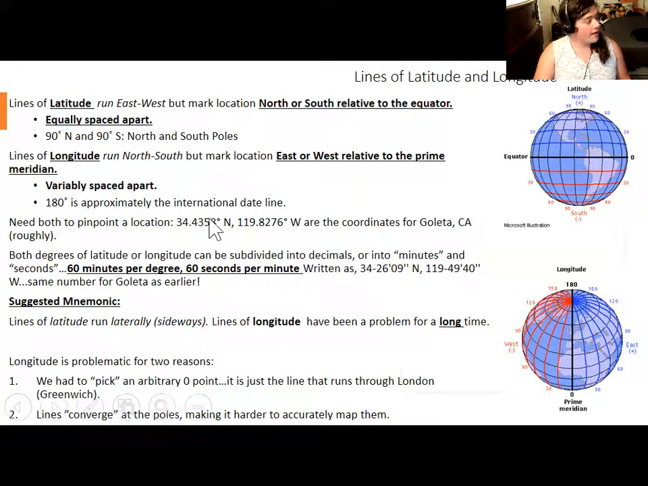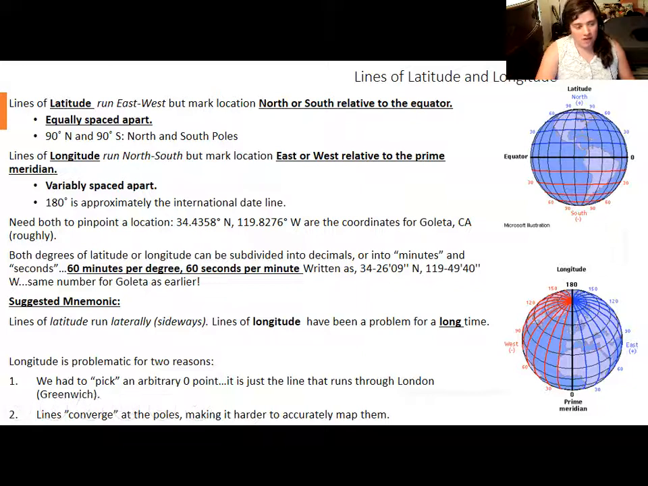This measurement here simply gives them as decimal points. However, you can also divide them into what are called minutes and seconds. Each degree of latitude or longitude can be divided into 60 minutes, and each minute can be divided into 60 seconds. It'll be written with the minutes as a little apostrophe and the seconds as a little quotation mark. And you just need to know what you're working with.